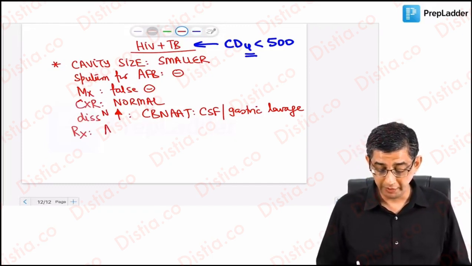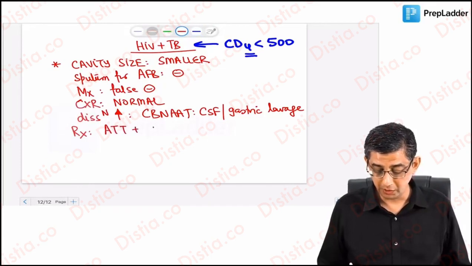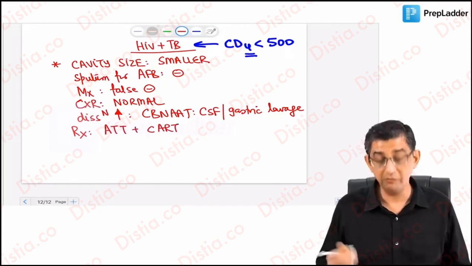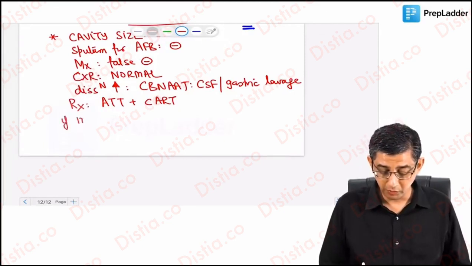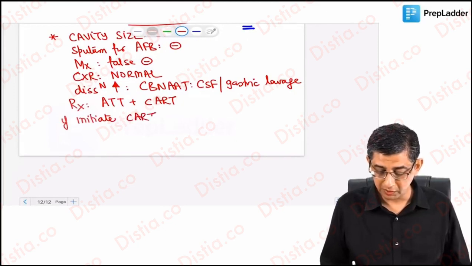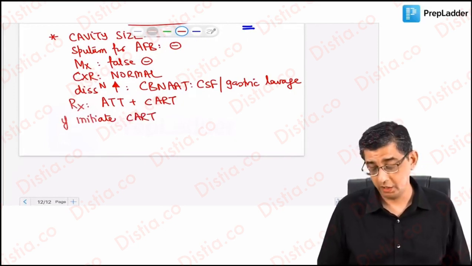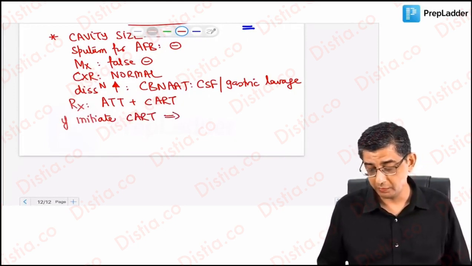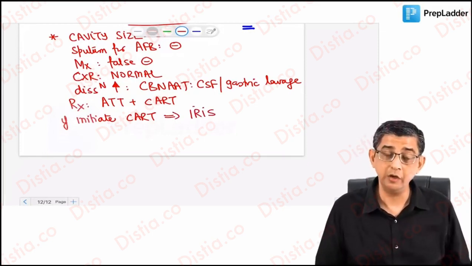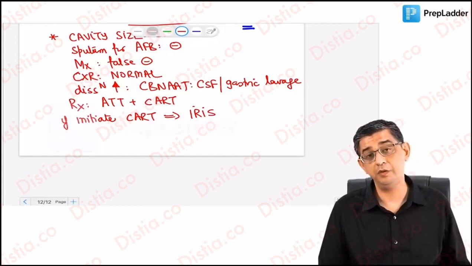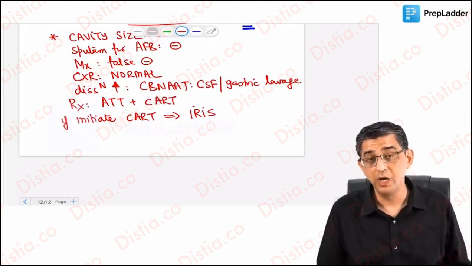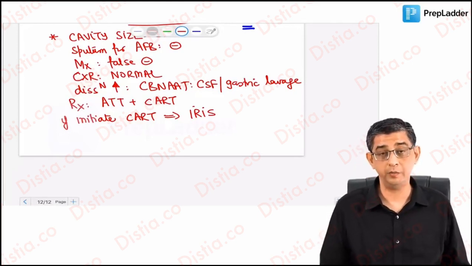Now you have to give ATT to the patient also, and combination antiretroviral therapy, and here the problem will start again. If you initiate combination antiretroviral therapy in this case, then there can be an upgrade of immunity. The upgrade of immunity will produce cytokines, and these cytokines can cause high grade fever, and your patient might actually curse you saying, sir, I was better before the treatment.